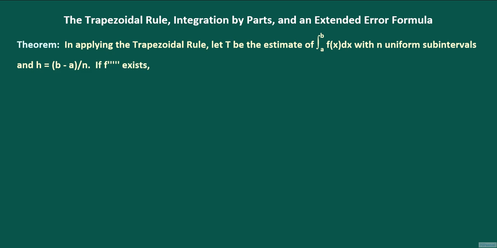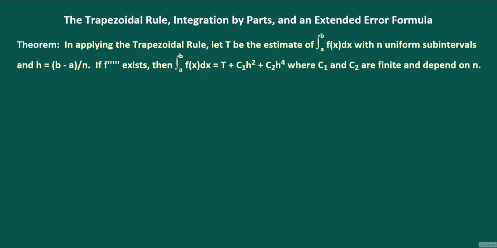If the fifth derivative of f exists, then the integral of f is equal to T plus some constant C sub 1 times h squared plus another constant C sub 2 times h raised to the fourth power. C sub 1 and C sub 2 are both finite and depend on n.